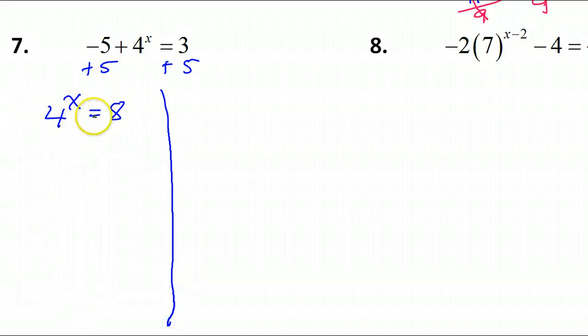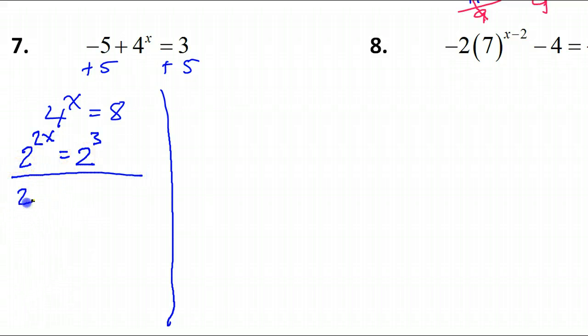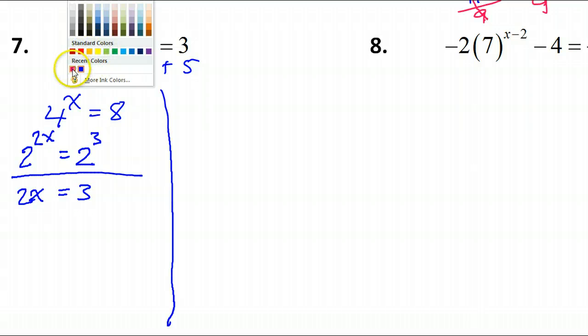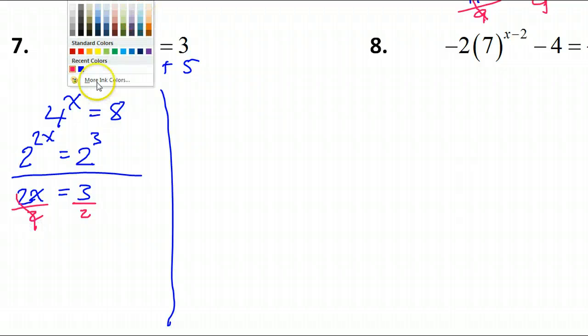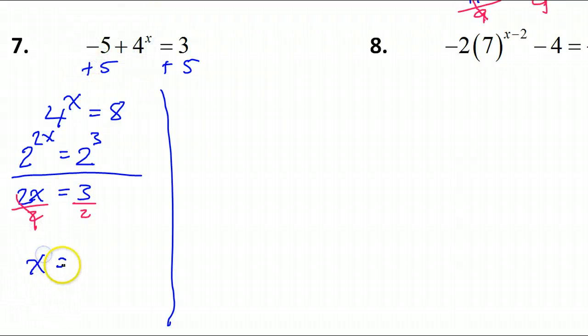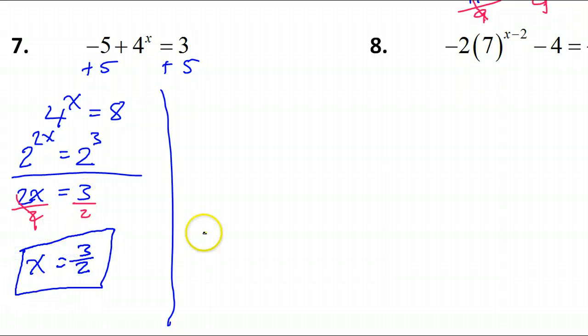So first of all, we could do the common base. So 4 can be written as 2 squared. All right, and there's my x. 8 can be written as 2 to the third power. All right, that means if the bases are the same, the exponents have to be the same. So 2x must equal 3. And, you know, dividing by 2 gives us x equals 3 over 2, which is 1.5.